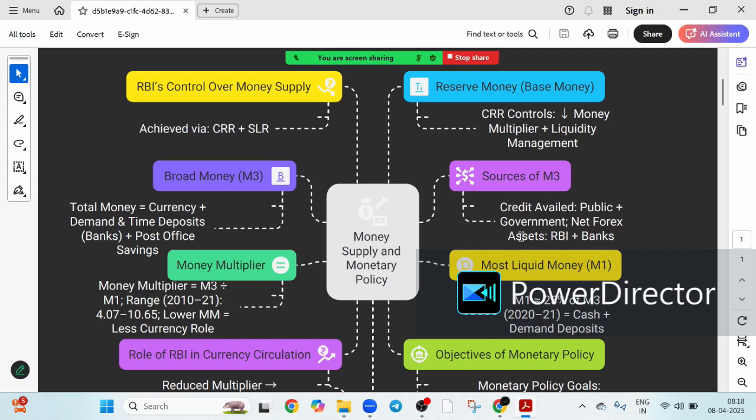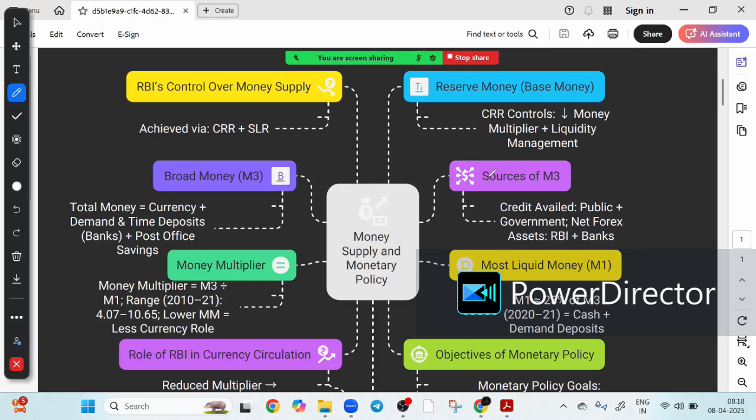Ever wondered how the RBI controls the flow of money in our economy, or how money supply impacts inflation and financial stability? In this slide, we are diving into the most powerful yet often misunderstood engine behind our economy, that is money supply and monetary policy. At the heart of our monetary system lies something called money supply and monetary policy.